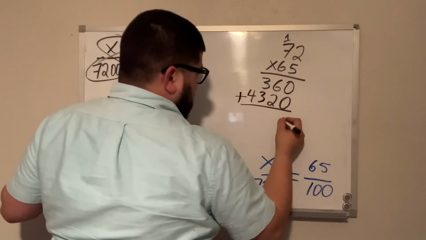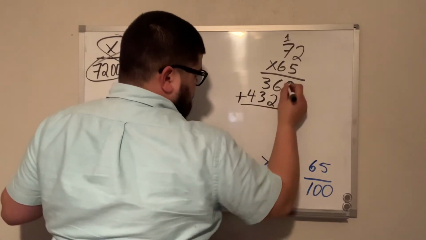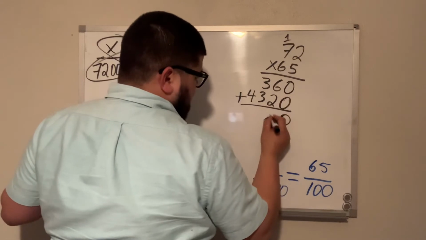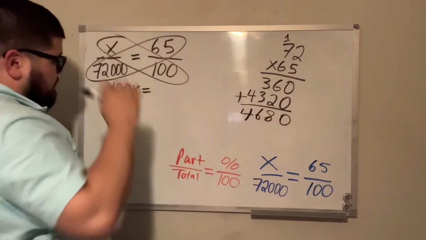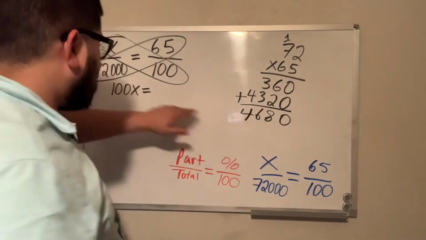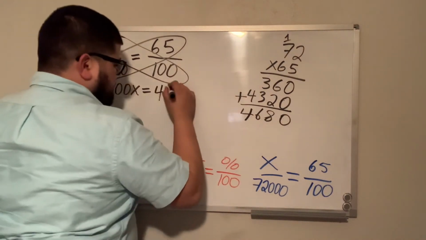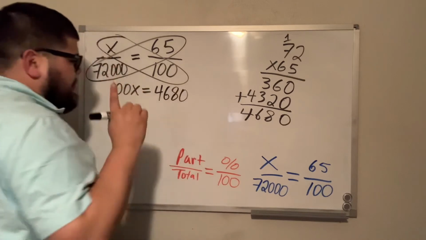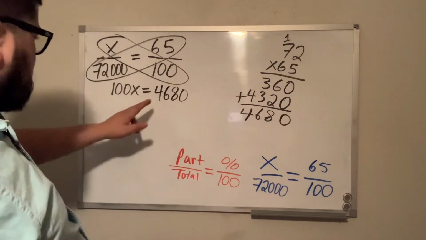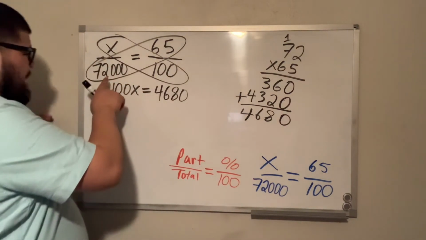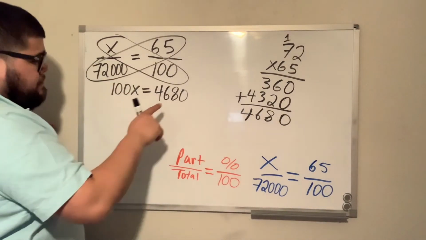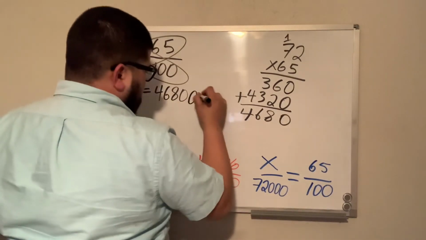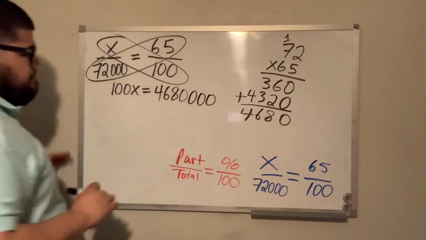And so we end up with 0. 0 plus 0, 0. 6 plus 2, we get 8. 3 plus 3, we get 6. 4 comes down. So we're going to write this right here, 4,680. We cannot forget about my 3 zeros that I had up here, right? We're going to put those right here. 1, 2, 3. All right?